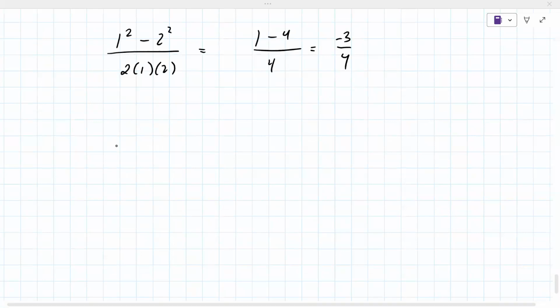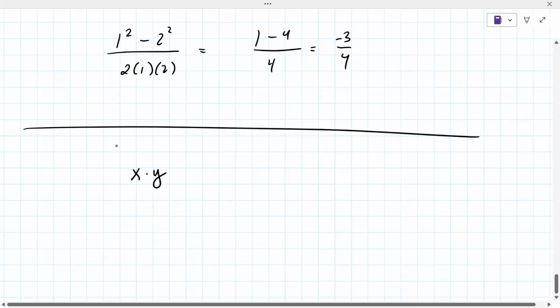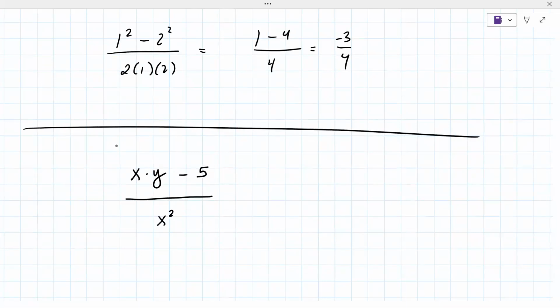Let's try a couple more. Let's say it's x times y minus 5 over x squared plus y squared. x equals 2 and y equals 1. Negative 3/5. Very good.